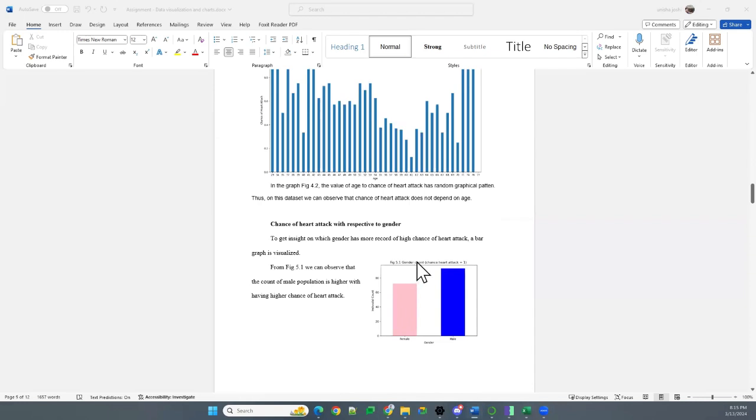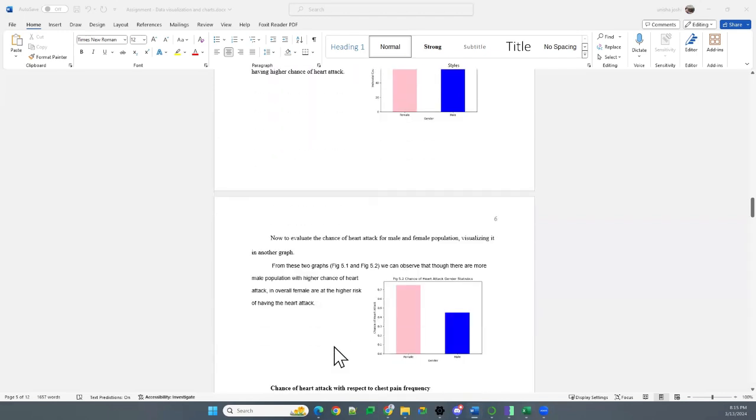Now let's see how heart attack and gender are related. In this data set, we have a higher number of male people with the chance of heart attack reported as one, and a smaller number of females reporting heart attack. However, if we calculate it percentage-wise, then a higher percentage of females are at risk of having a chance of heart attack.